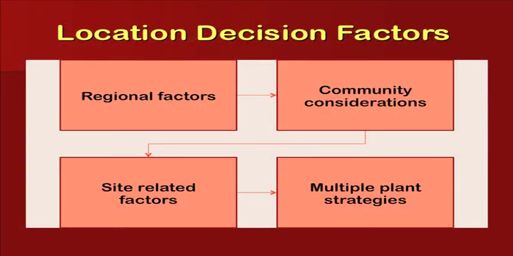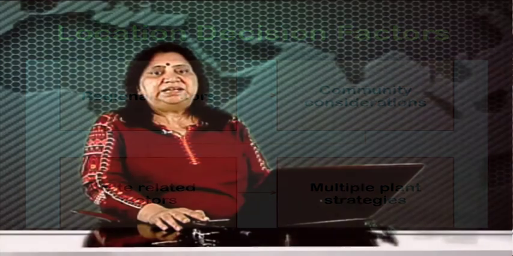Location decision factors basically depend on the regional factors, the community considerations, the site related factors and multiple plant strategies. Now, regional factors are basically the geographical factors, because here the weather conditions, the temperature and the availability of population statistics, everything is considered. So, regional factors decide the development of the area, and according to the development your investment in the shop is decided.